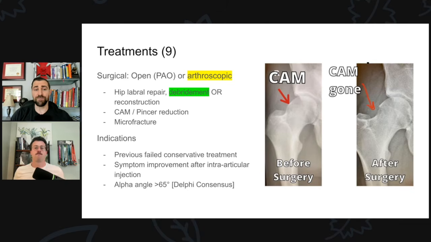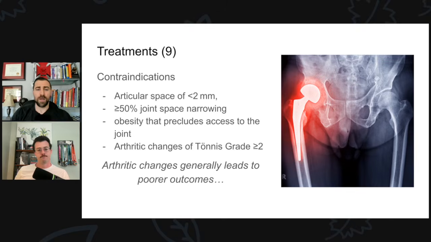Indications for surgery: previously failed conservative treatment, symptom improvement after intra-articular injection, and an alpha angle greater than 65 would be an indication from the get-go. This is based on a Delphi consensus. Basically they take a whole bunch of surgeons and survey them on when folks should have surgery based on radiographic findings. And they basically said, if there's a big old alpha angle, then it might be a reason to get surgery a little bit sooner.